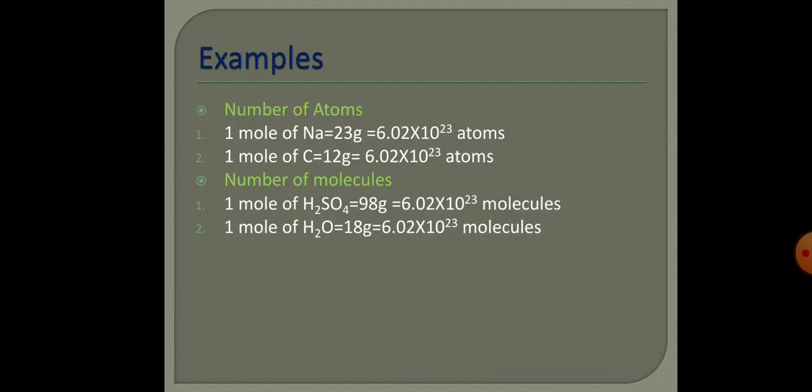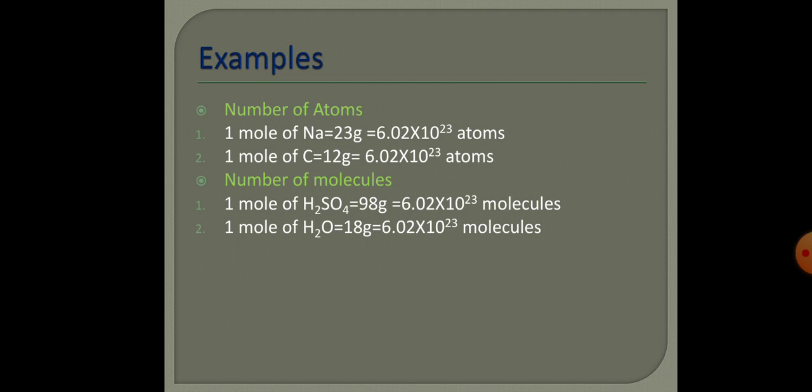And in case of an atom, for example, when we are going to take 1 mole of sodium, then we need 23 gram of sodium. And we know that 1 mole contains Avogadro's number of particles. In the same way, if we are going to take 12 gram of carbon, then this 12 gram of carbon is 1 mole and we know that 1 mole contains Avogadro's number of particles, which is 6.02 × 10^23 atoms.